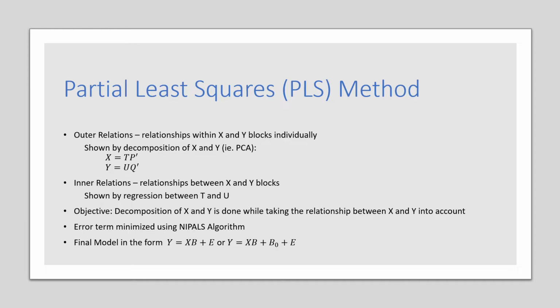Inner relations are the relationships between the X and Y blocks, or how the explanatory variables affect the response variables. This is shown by performing regression between T and U, which are the decomposed versions of X and Y. In partial least squares, our objective is to decompose X and Y while taking into account how X affects Y. This is done using matrix algebra and an algorithm called the NIPALS algorithm. The final model is shown in the form here, where on the left the model is using mean-centered and scaled data, and on the right the data would not be mean-centered or scaled.